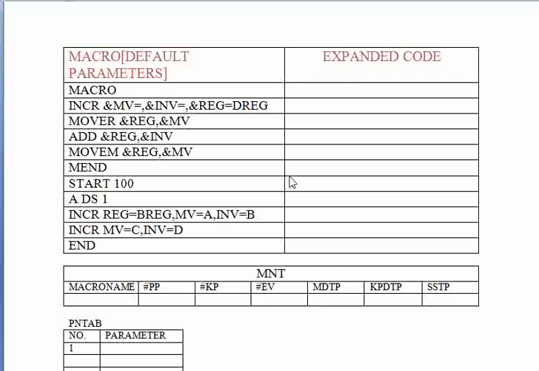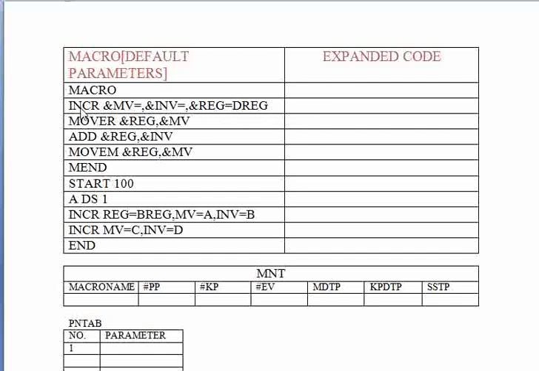So how are the default parameters written? Very similarly to how we write keyword parameters. We write an ampersand and the name of our formal parameter, put an equal to sign, and then it will be followed by the default value.